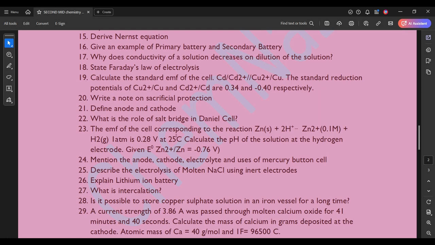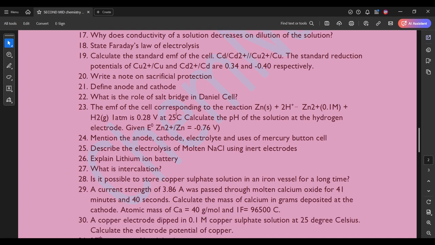So rarely they ask. So if they ask like that, then we have to make sure that at least we write what is anode, what is cathode, what is electrolyte, what are the uses of lithium ion battery, what is the overall reaction and what is the voltage produced. What is intercalation? This question is there in lithium ion battery. So this is a book inside question, what is intercalation?